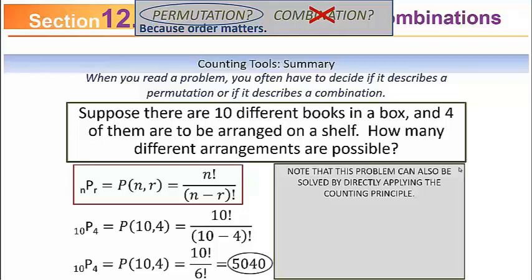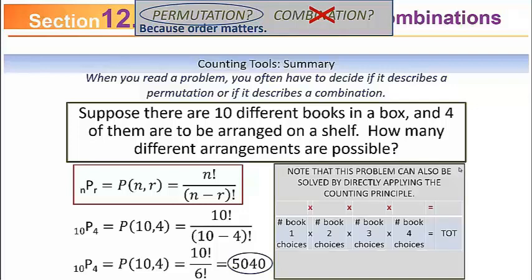You could also do this problem, just FYI, by using the counting principle directly. You could think of it as a 4-stage experiment where you're choosing book number 1, book number 2, book number 3, and book number 4. You have 10 books, so for your first stage you can choose any of the 10. But once that first book has been chosen, you only have 9 left for the second position, and 8 for the third position, and 7 for the fourth position, and 10 times 9 times 8 times 7, believe it or not, is also 5,040.